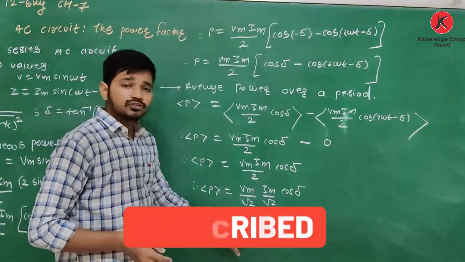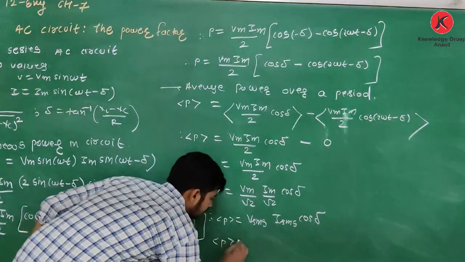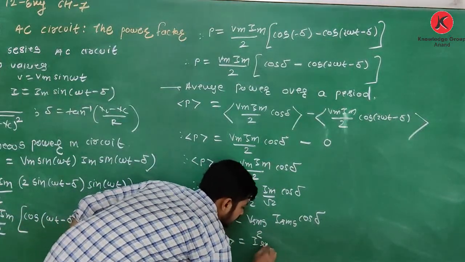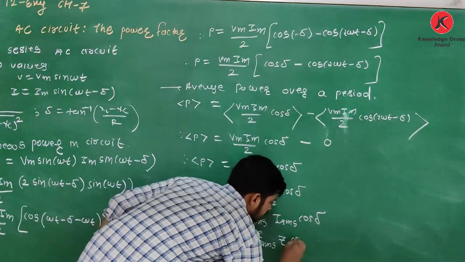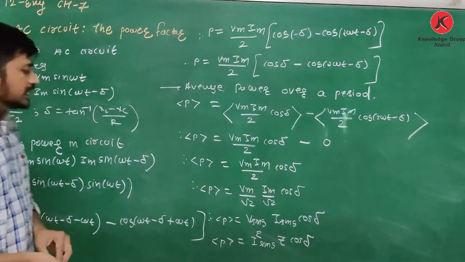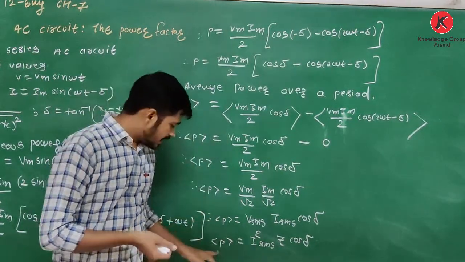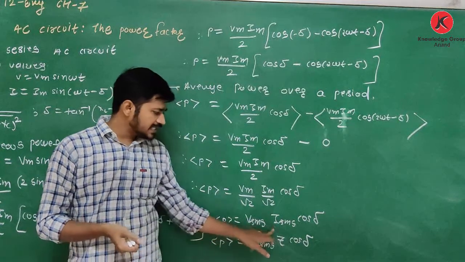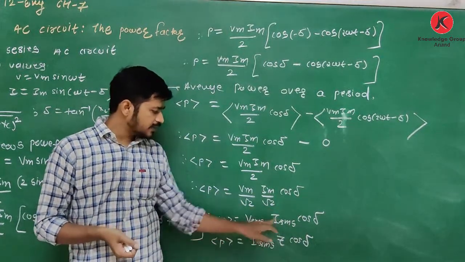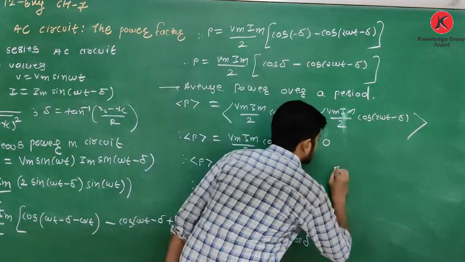Yes, Vrms is equal to Irms into Z. So again I can write this equation as I square rms into Z cos del. Clear? So yes, it is the equation of power. That average power P is equal to Vrms Irms cos del. What is del? Del is the phase difference between voltage and current.